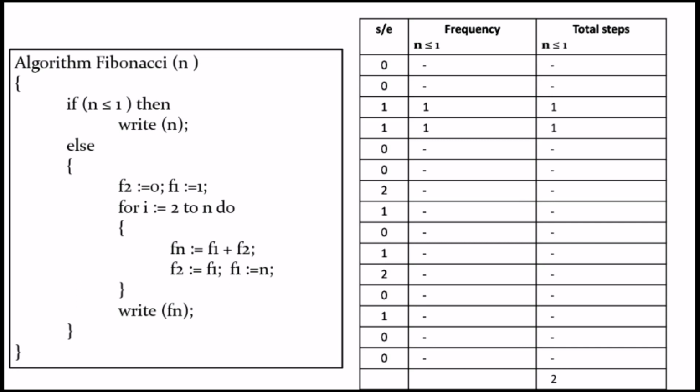So the total steps required for this particular algorithm is 2 if the value is less than or equal to 1. So this is the steps required if n is less than or equal to 1. Now we will check another part. Suppose the value of n is greater than 1, then how many steps are required, we will calculate.